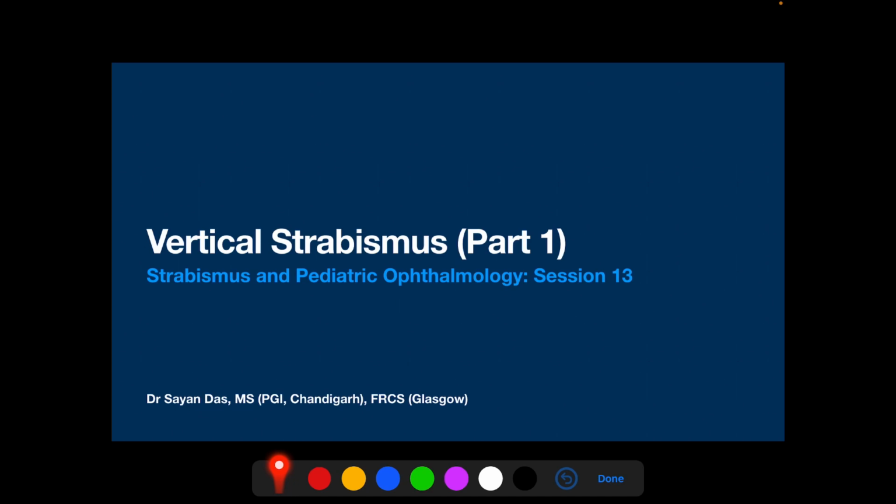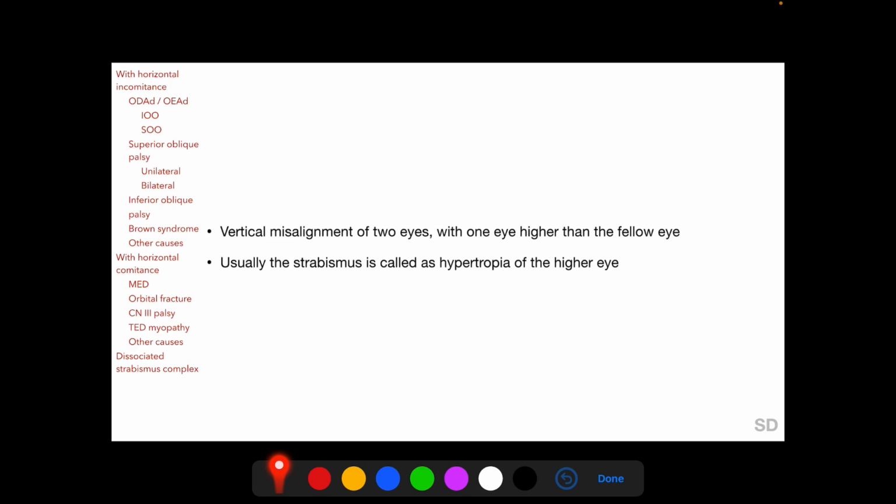And in these patients, we will find horizontal incomitance of their vertical deviation, as we will be discussing in this session. And vertical strabismus from causes other than oblique muscle dysfunctions usually does not have associated torsional strabismus or pattern deviations, and in these patients the vertical deviation between the two eyes is found to be horizontally comitant. So in a vertical deviation, we find vertical misalignment of the two eyes with one eye being higher than the fellow eye, and usually the strabismus is called a hypertropia of the higher eye.